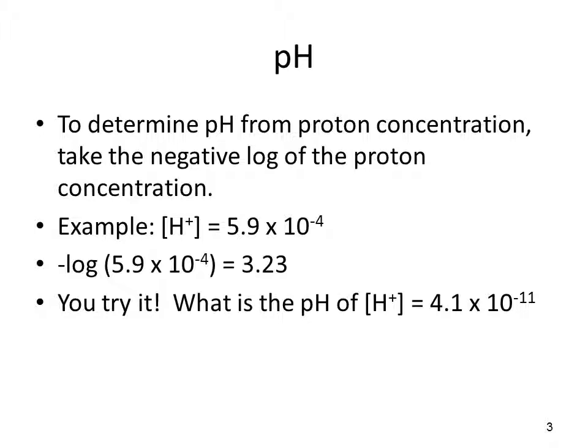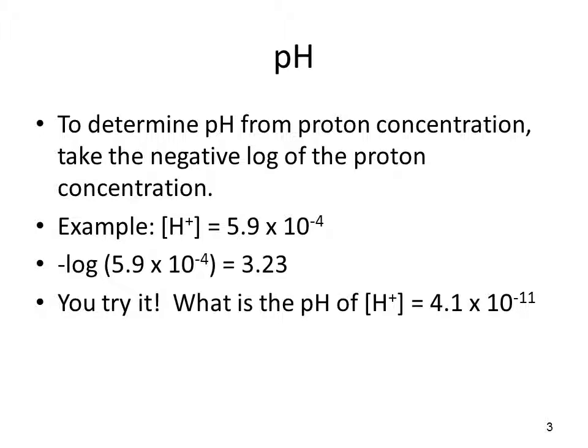So here's an example. If you do that with 5.9 times 10 to the minus 4, you're going to get 3.23. If you have a calculator that is more primitive than the TI-83 or above, you're going to have to enter in your number first and then press the log key. So if you're not getting correct answers, try that and see if it works better for you.